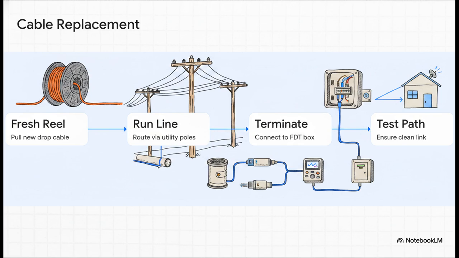Step 1, pull a fresh, heavy-duty reel right off your field truck. Step 2, safely run that new line along the utility poles, or pull it cleanly through the underground duct. Step 3, terminate the end at the neighborhood FDT box. You'll use a pre-terminated mechanical connector or a rugged outdoor splice closure for this. And finally, Step 4, always test the new light path to guarantee a clean, uninterrupted link all the way from the cabinet to the customer's home.